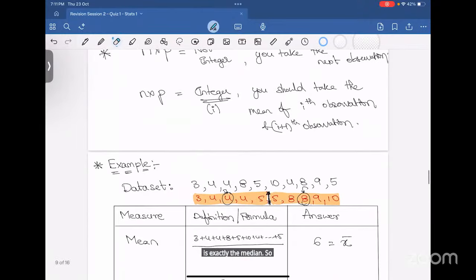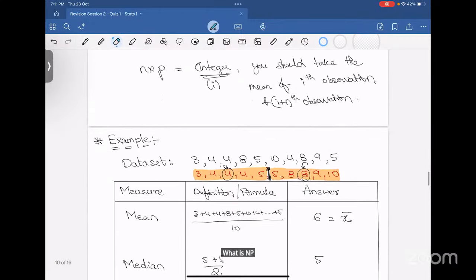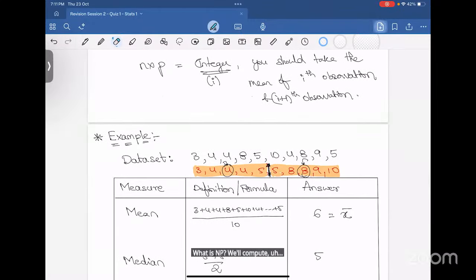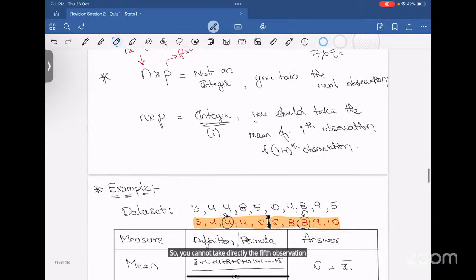So here also, if you compute the 50th percentile, what is NP? We will compute Q2. N into 1 by 2, which is 5, right? So we have to take the fifth observation. But 5 is an integer, so you cannot directly take the fifth observation. Rather, since it is an integer, you should take the mean of the fifth observation and the sixth observation, which is nothing but the median here.